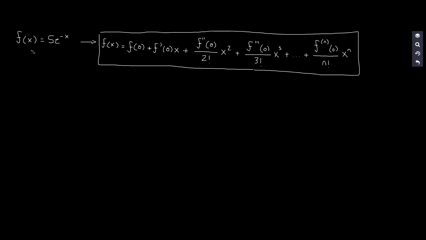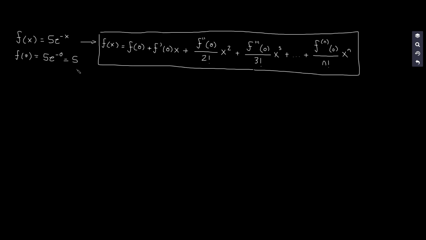Well, we know that f(x) is equal to 5 times Euler's number raised to the power of negative x. And if we plug in 0 for x, that's going to be 5 times Euler's number raised to the power of negative 0, which is just 5, because anything raised to the power of 0 is 1. So it's 5 times 1, so we have 5. So f(0) is 5, so the first non-zero term of the Maclaurin series is 5.